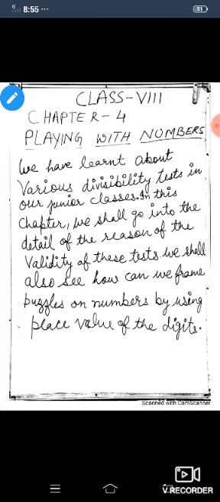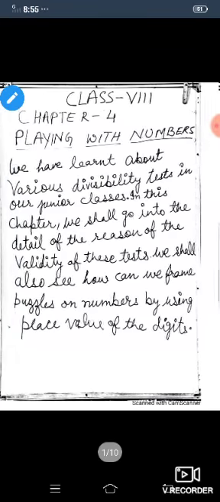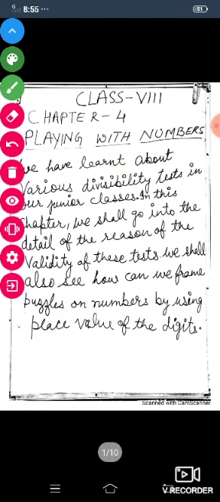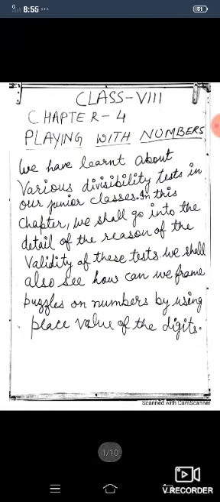Good morning, class 8. Today we will do chapter 4, playing with numbers. This is a fun-filled chapter. I hope you will enjoy it with your elders, with your brothers, sisters during this lockdown period.